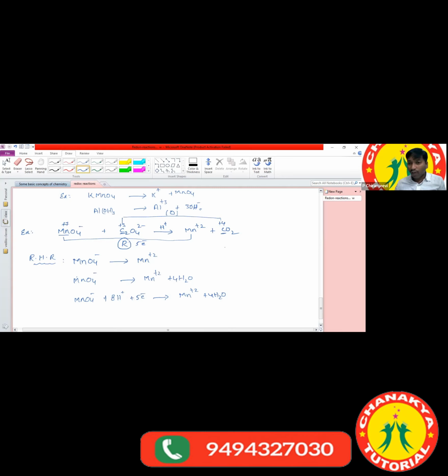Okay, and the second half also we have to balance now. Only the one half reaction we balanced, and the second half is there. What is the second half here? The oxidation half reaction. How can we balance the oxidation half reaction? Here C2O4 2 minus gives rise to CO2. This is the equation they had given.